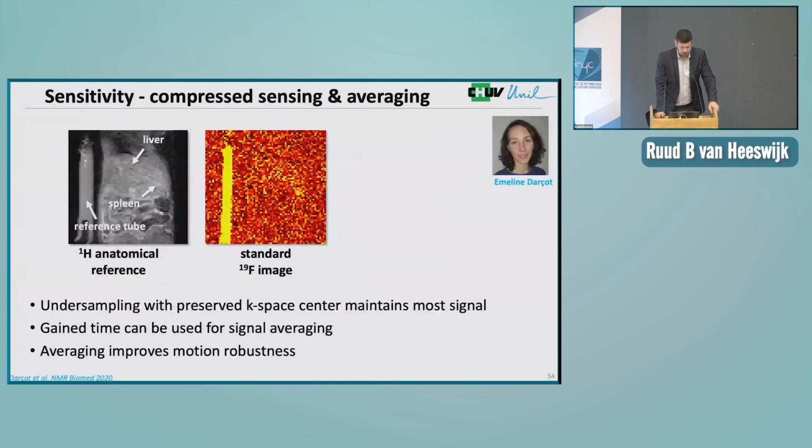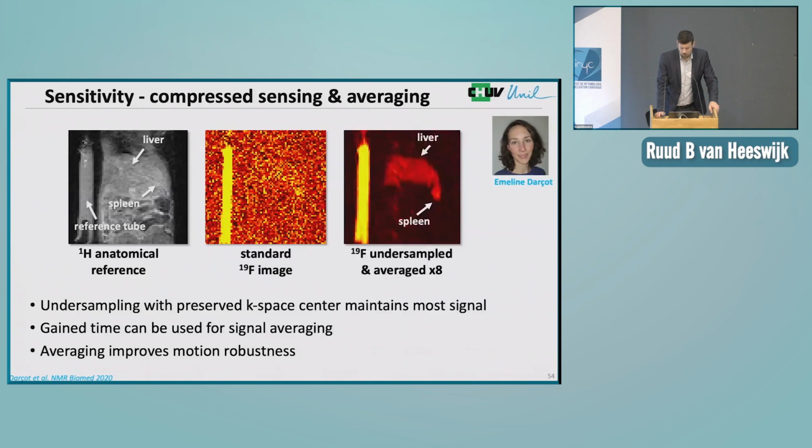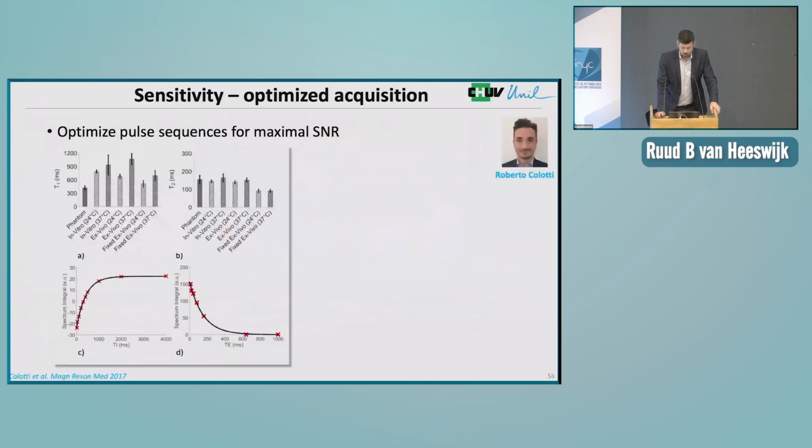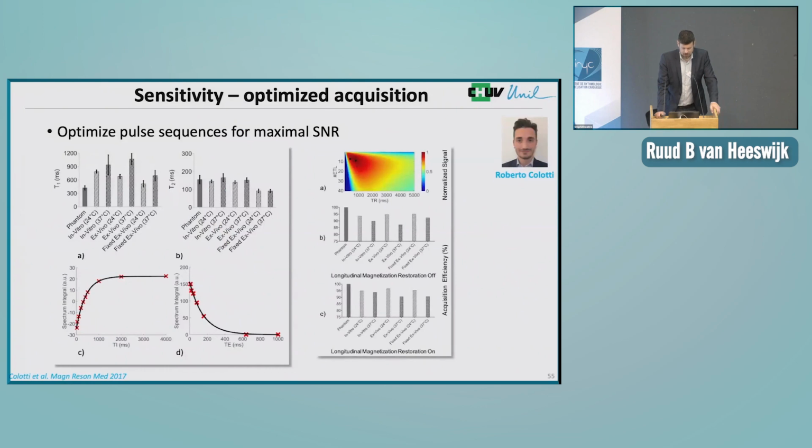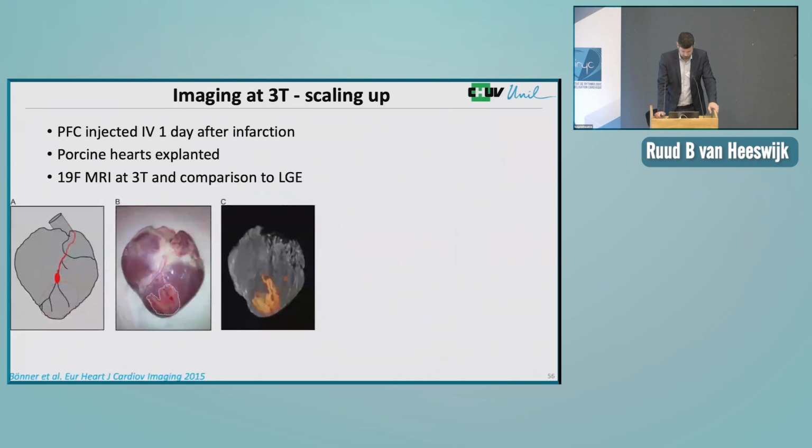So the first thing we did with imaging was to increase the sensitivity. If you have a standard image here in the middle, we worked together with Jerome and some people from Siemens, and applied a combination of averaging and compressed sensing, so undersampling one part and then using that time to average another part, and this really improved our sensitivity. We did some optimization of acquisition protocols, getting the best echo times, pulse sequences, repetition times, and so on.